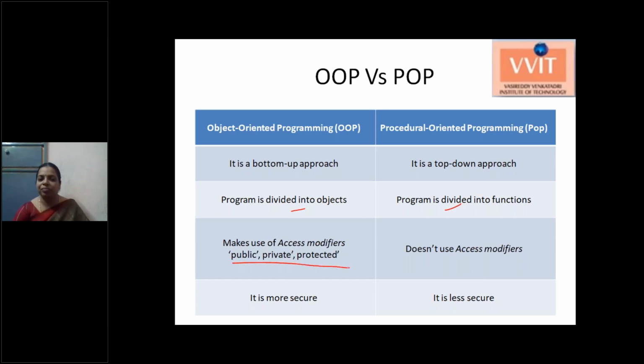The next difference is that in object oriented programming, we have the facility to hide the data using access modifiers. Those access modifiers are the public access modifier, private access modifier, and protected access modifier. Using these access modifiers, we can hide the data.